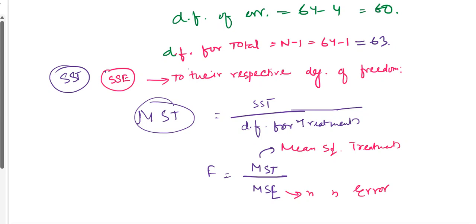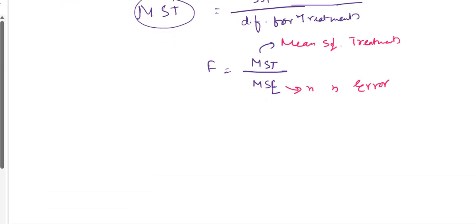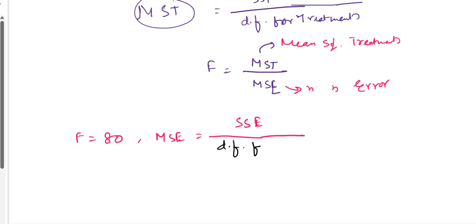Okay, so now I'm calculating the sum of square. So given here F equals to 80, so MSE equals to SSE by degrees of freedom for error.